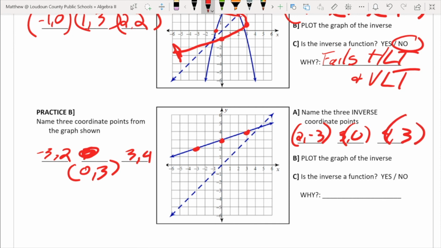All right, so is this a function? Oh, I guess we have to graph it first, right? 2, negative 3, 3, 0, 4, 3. Yes, it's a function because it passes HLT and VLT. All right, guys, so that's it for the notes.